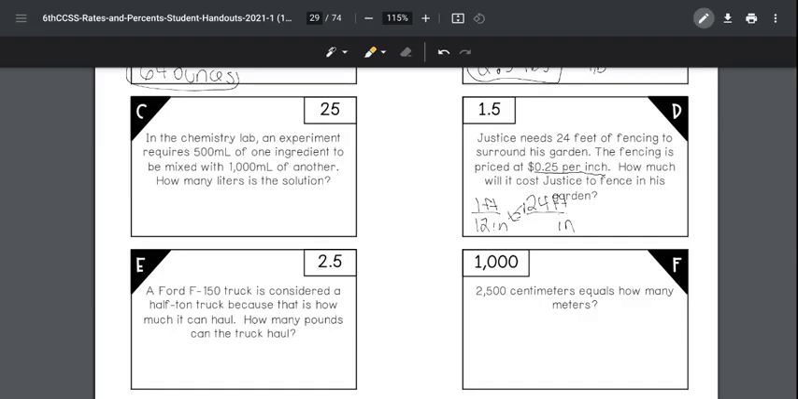So cross multiply and divide. 24 times 12 gives us 288. So we have 288 inches to fence in our garden, okay? Now we can do 288 inches times 0.25 to figure out how much our fence is going to cost us. When you multiply that by 0.25, you figure out that our fence will cost $72.